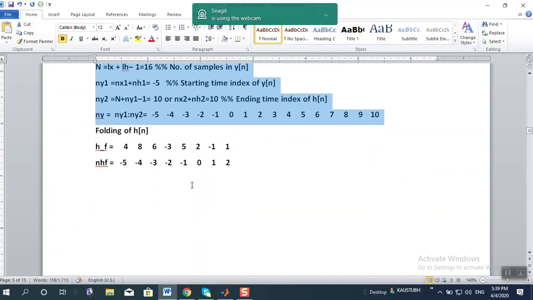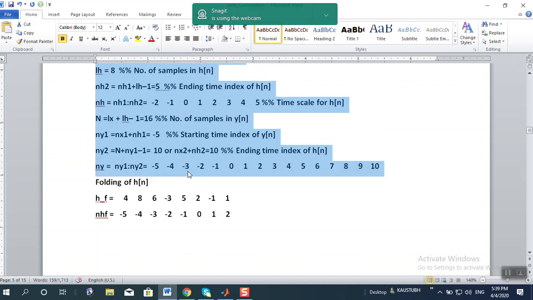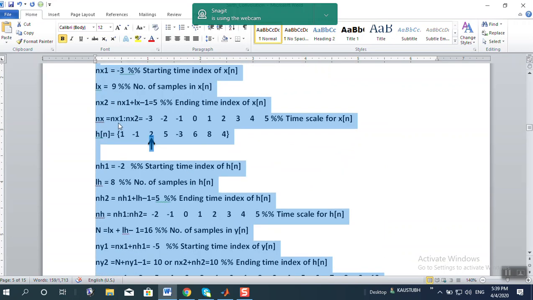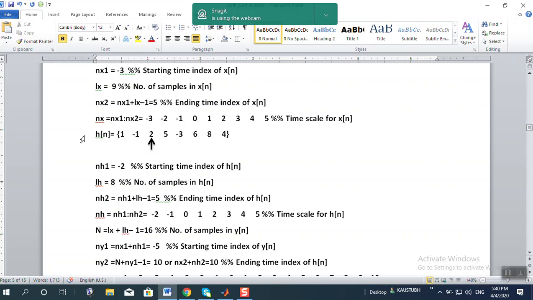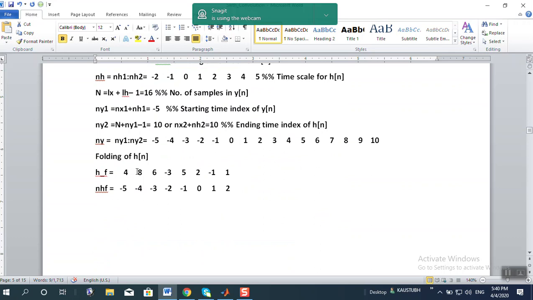Now, as a first step of the convolution, that is the folding, you have to fold the signal. You can fold x or h because convolution is commutative. So let us fold h. What is my h? The values of h are 1, minus 1, 2, 5, minus 3, 6, 8, 4. Once you fold it, it will be 4, 8, 6, minus 3, 5, 2, minus 1, 1.